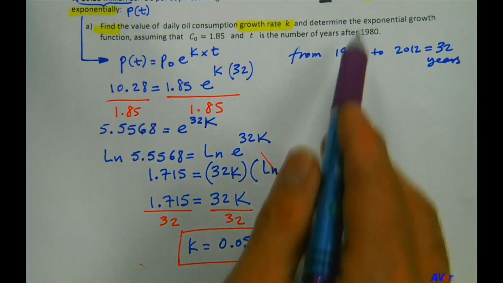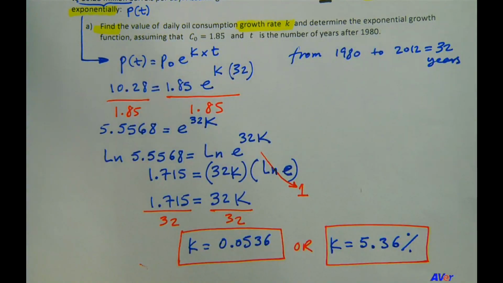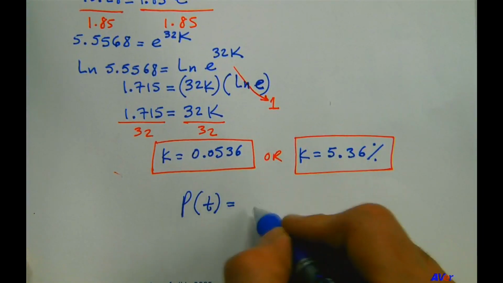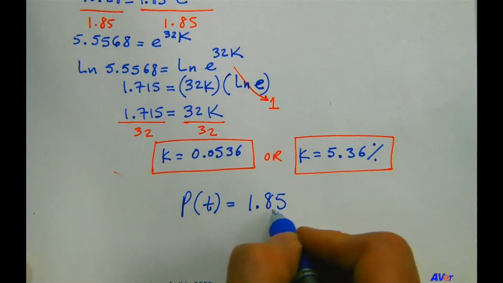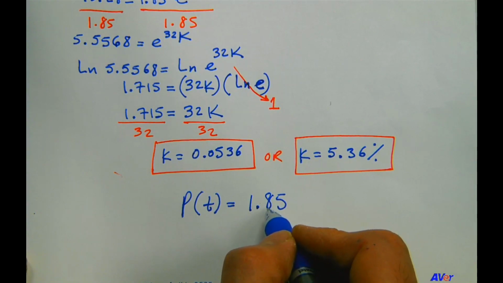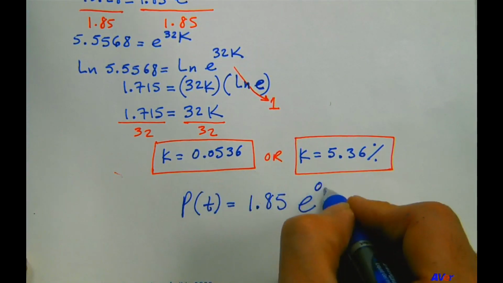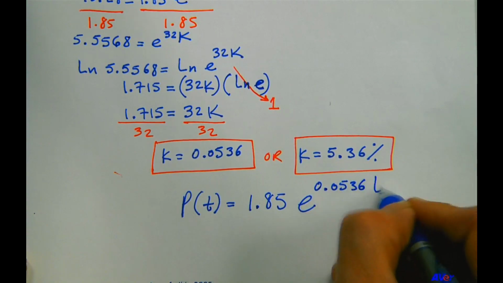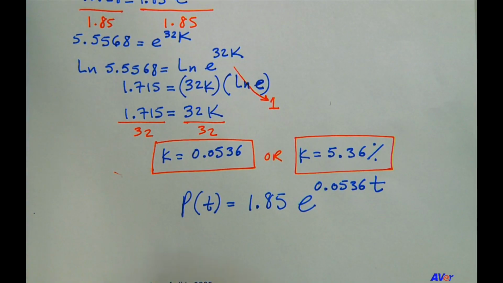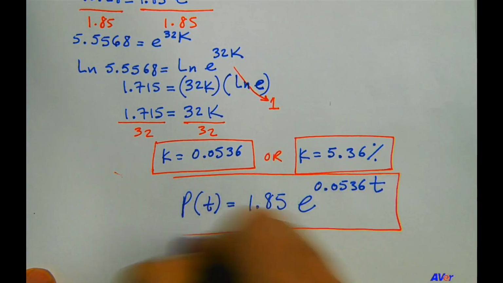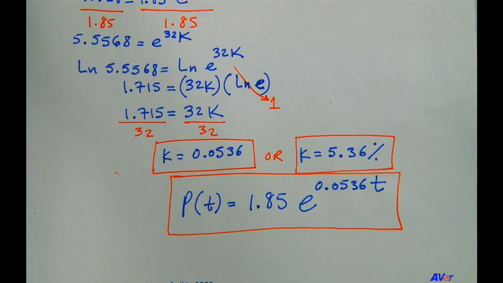So then they say determine the exponential growth function. All we have to do is write down the function. That is equal to, oops, I'm off the screen. Sorry about that. Given this growth rate, the initial quantity doesn't change, right? This was the daily consumption of oil in China in 1980. So that's our point of reference, 1980. We keep this as it is, times e to this growth rate, 0.0536 times t. That is the exponential function for daily consumption of oil in China over the years.